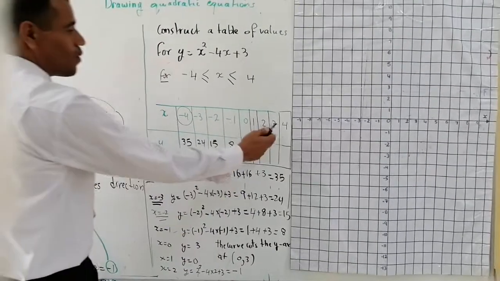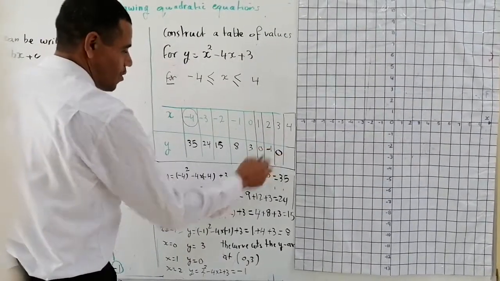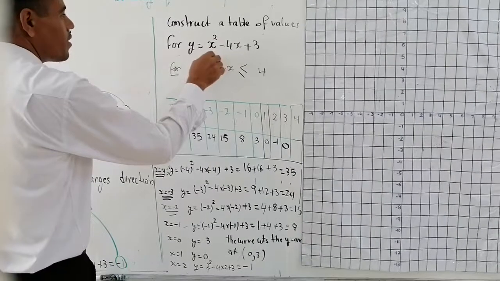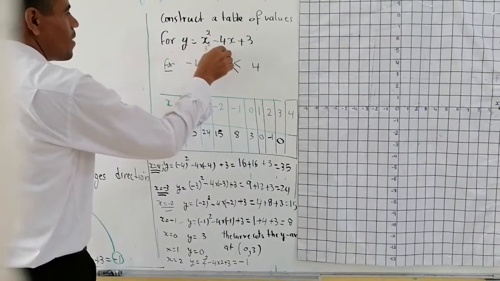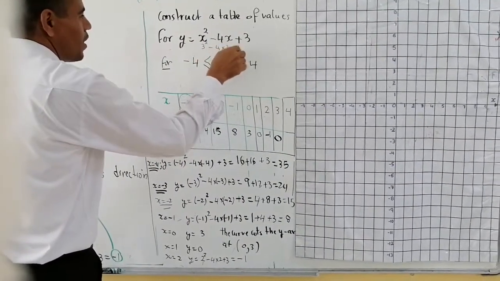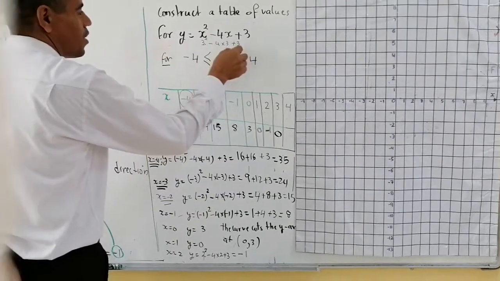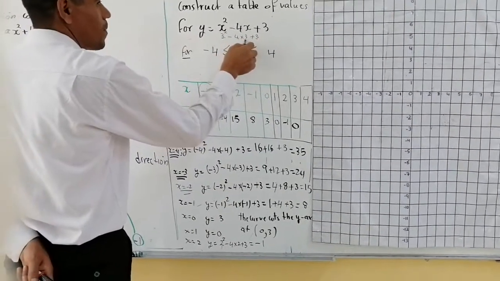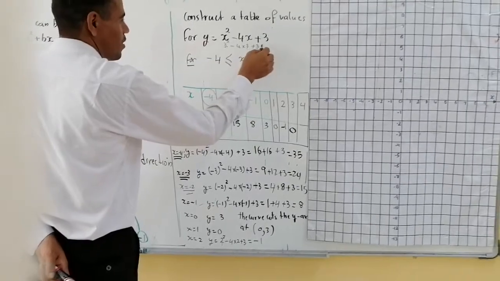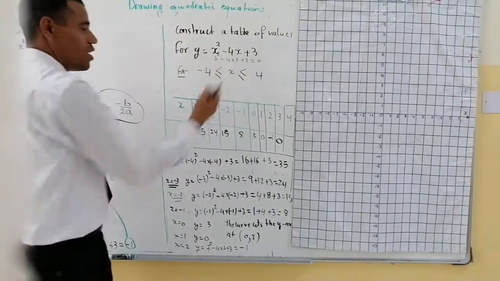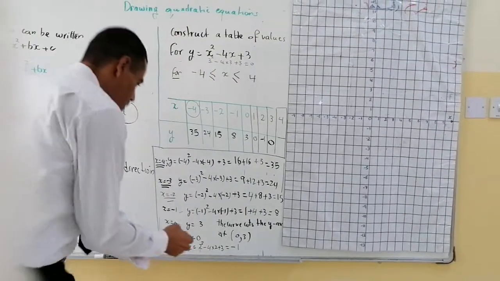Then, when x equals 3, you will find 0. 3 squared minus 4 multiplied by 3 plus 3. 3 squared is 9, 9 plus 3 is 12. Then 4 multiplied by 3 is 12. 12 minus 12 is 0. That means 3 is the root of my quadratic equation.